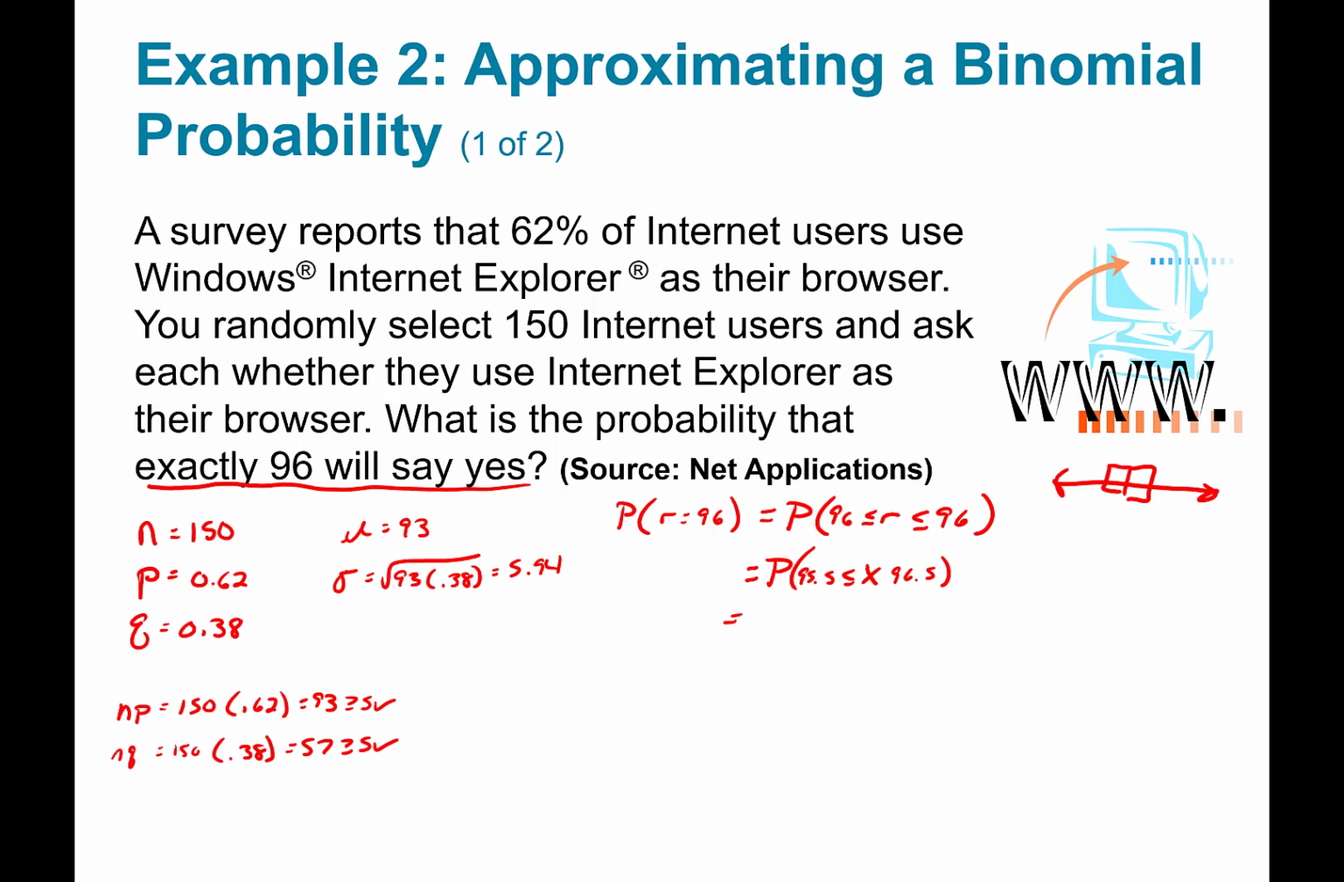So we can convert to Z. Doing our Z-score calculation, in this case twice, we have 95.5, our data value, minus our mean of 93, divided by the standard deviation of 5.94, less than or equal to Z, which is less than or equal to 96.5 minus 93 divided by 5.94. And so this gives us the probability that Z is in between 0.42 and 0.59.